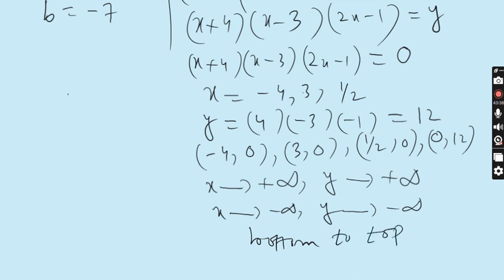Now it's time to sketch the graph. Minus 4, 0 you can say over here, and half, 0 you can say over here, 3, 0 you can say over here, 0, 12 you can say on the y-axis. So this is minus 4, this is half, this is 3, and this is 12. Our graph is from bottom to top, meaning this one.